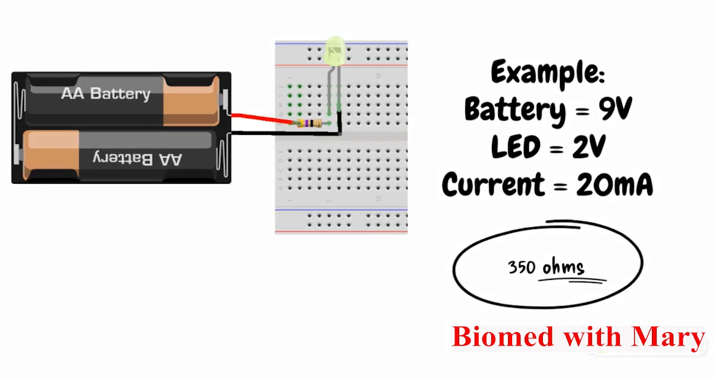Then divide 7 volts by 0.02 amps. The result is 350 ohms. So we can use a standard 330 ohm or 360 ohm resistor.